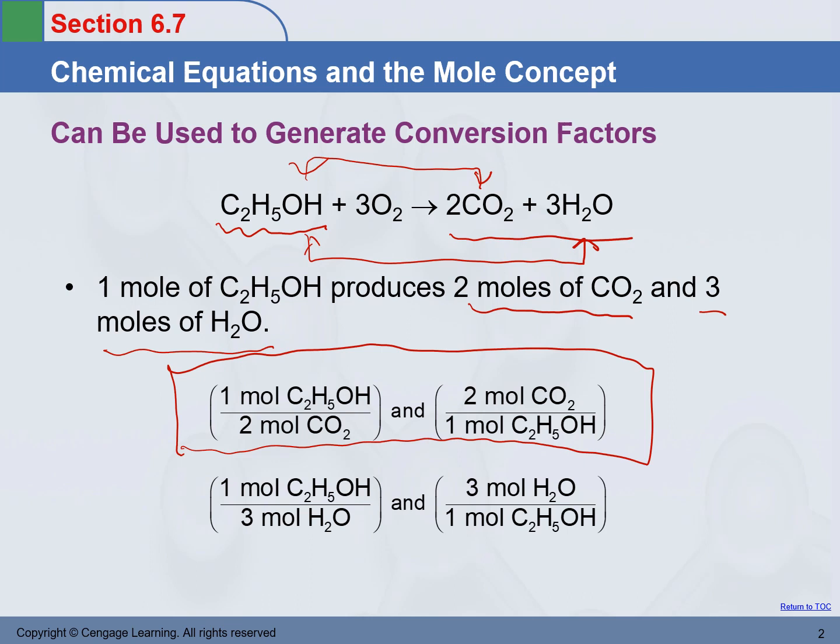Either way you look at it, any conversion factor can be written in 2 different ways. So the first 2 tell you the molar relationship between ethanol and carbon dioxide. The second row tells you the 2 ways to specify the molar relationship between ethanol and water. As a matter of fact, you can write out the molar relationship, or the molar ratios, between any 2 substances in the reaction.